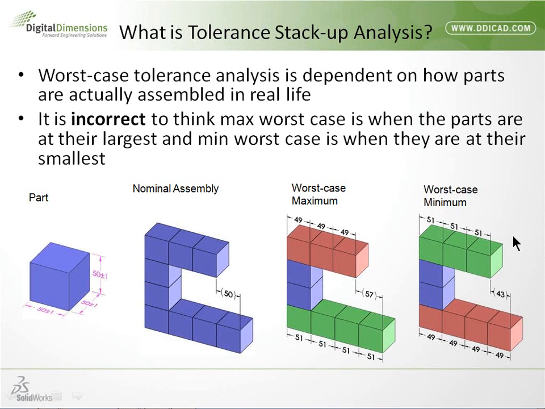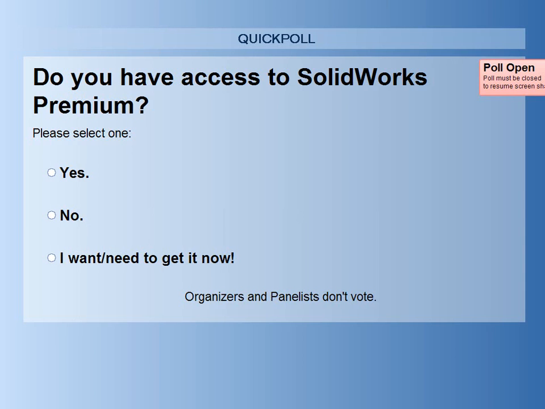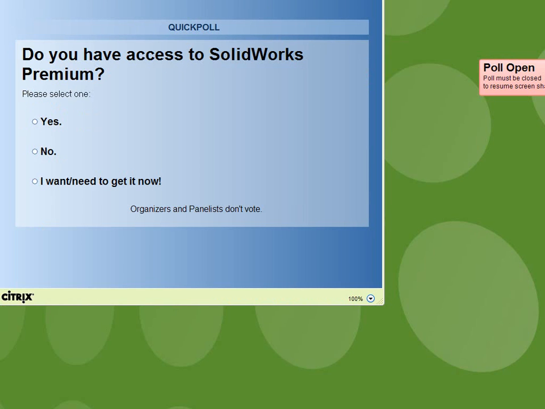So I'll continue forward by opening another poll. Okay, how many of you have access to SOLIDWORKS Premium? And I need to get it now. The reason that is even an option is the only way to perform TolAnalyst or a tolerance analysis is this is an add-in for the SOLIDWORKS Premium package. So if you plan on wanting to run analysis like what I'm about to show you, then you're going to need to have Premium in order to do that.